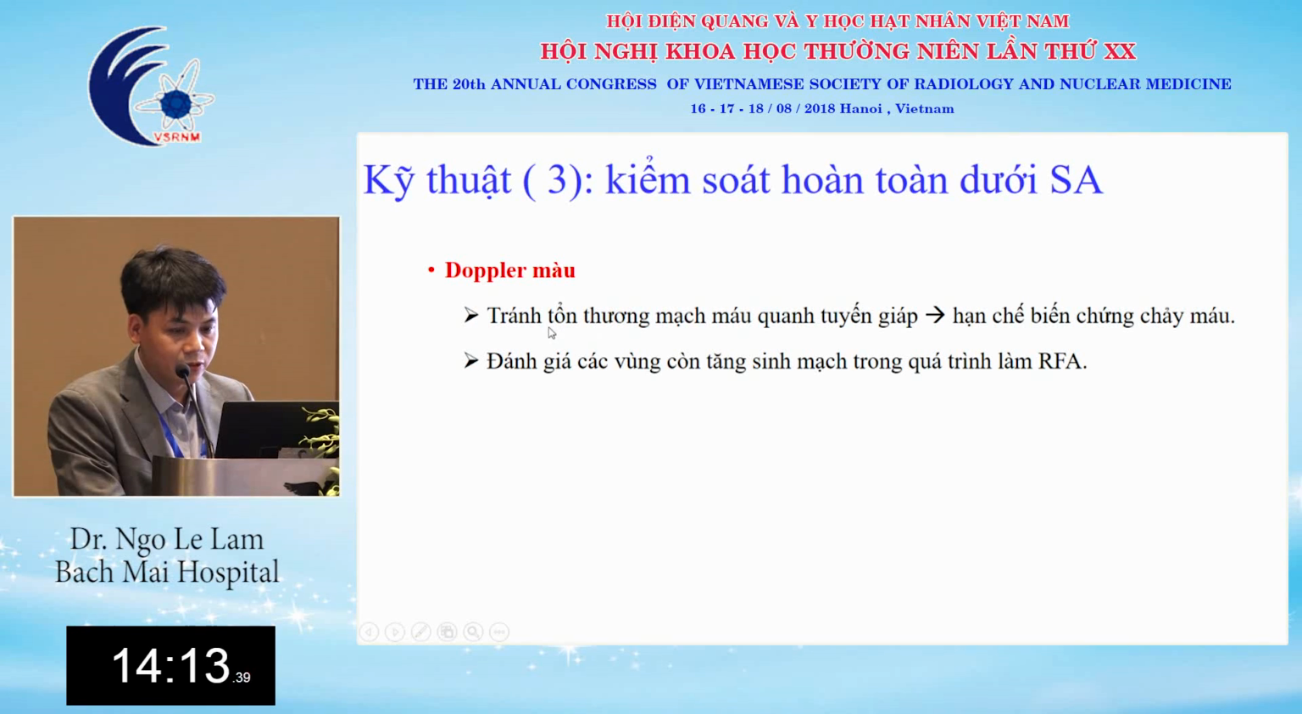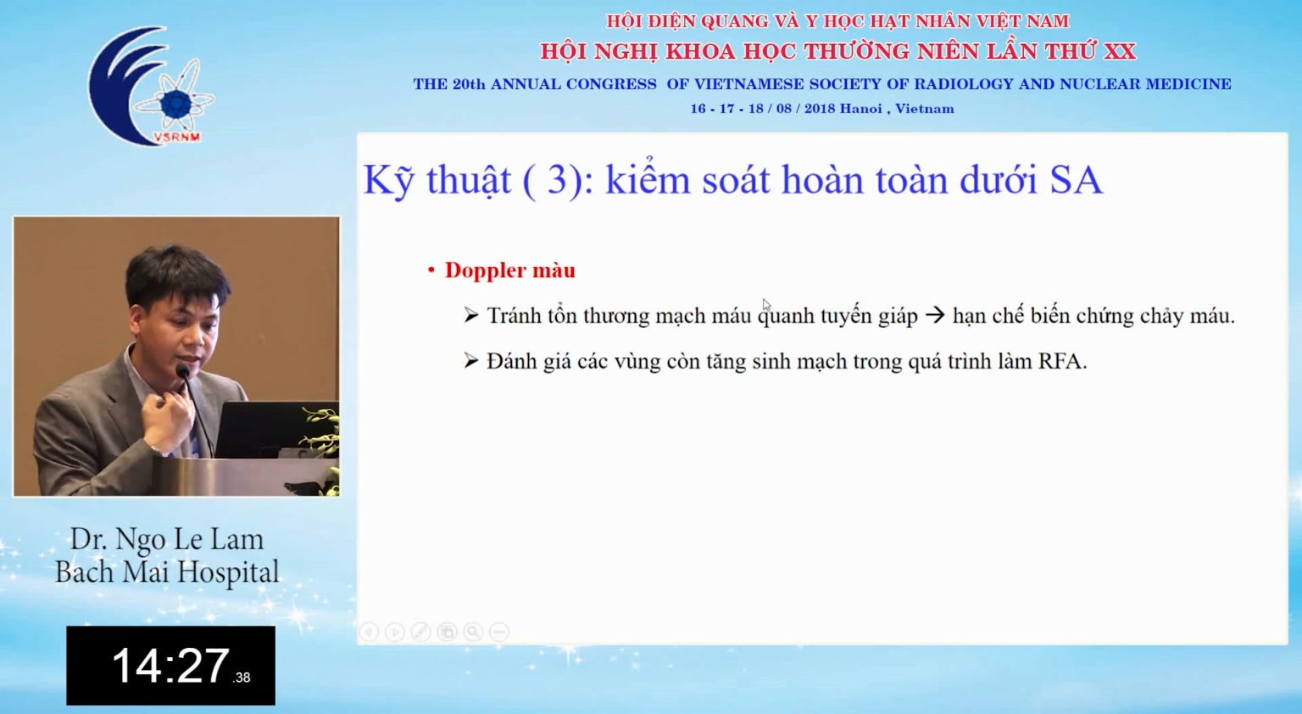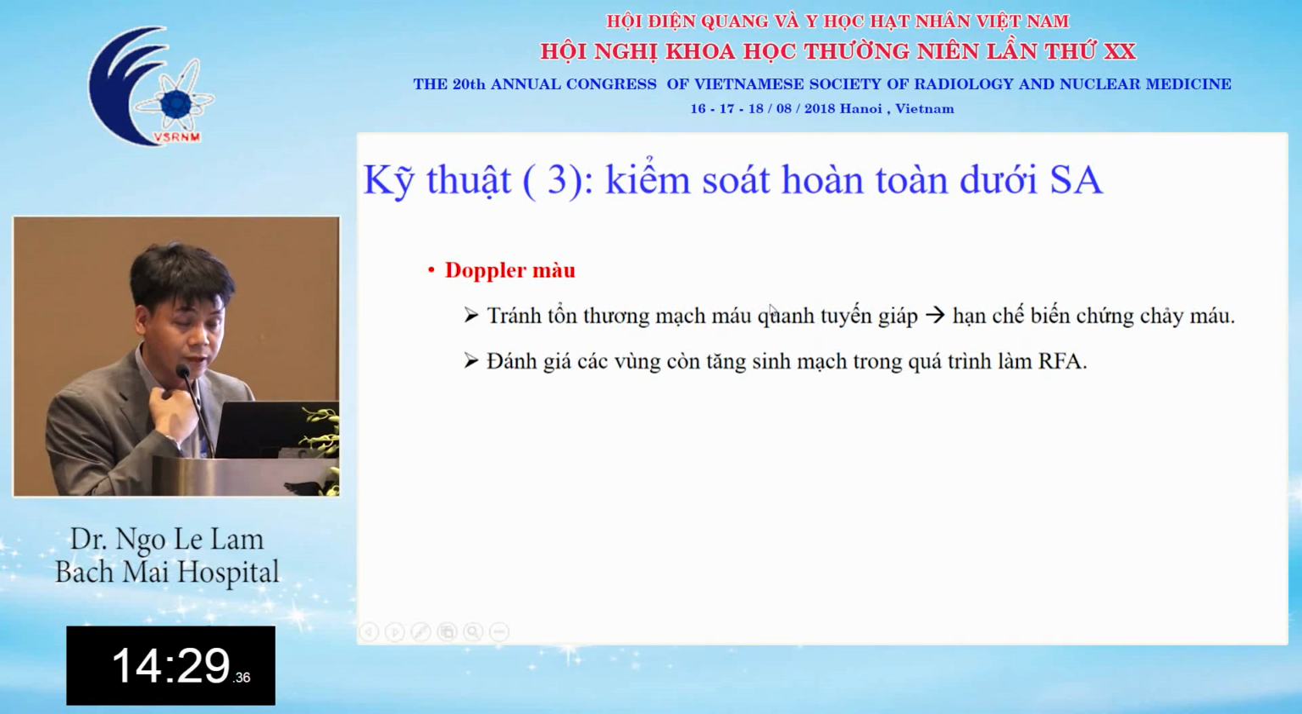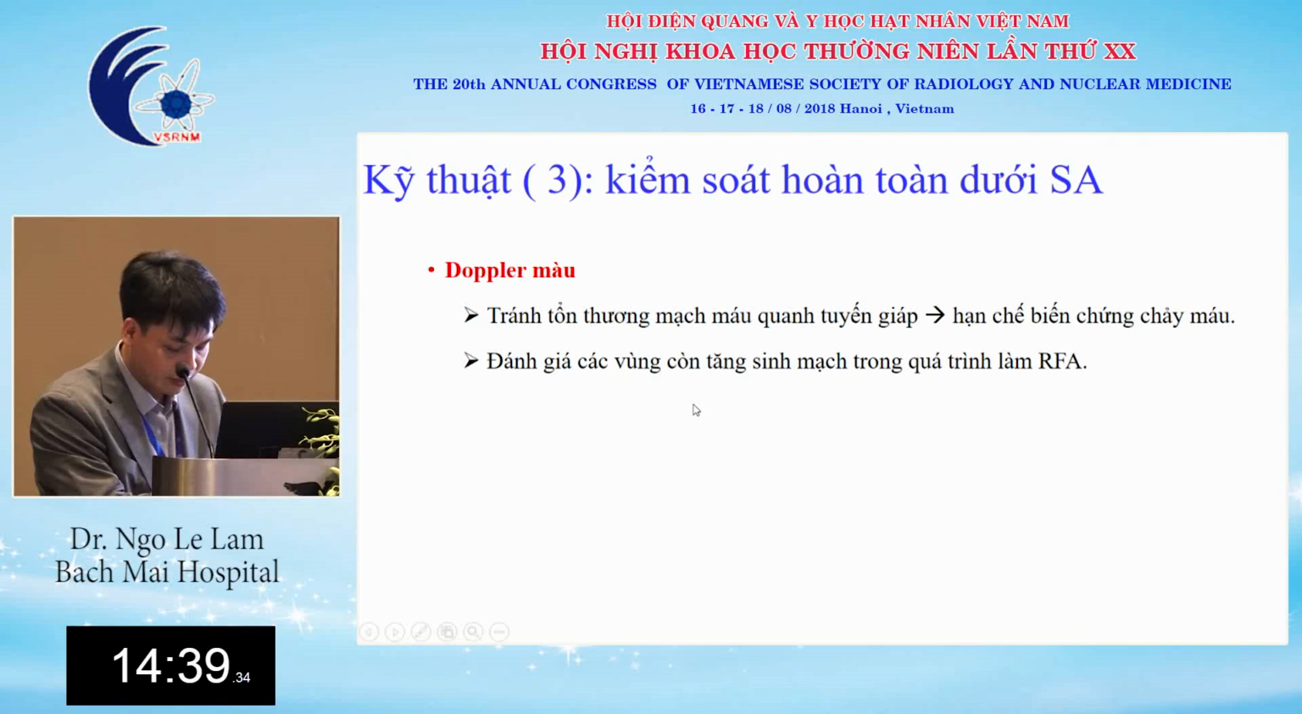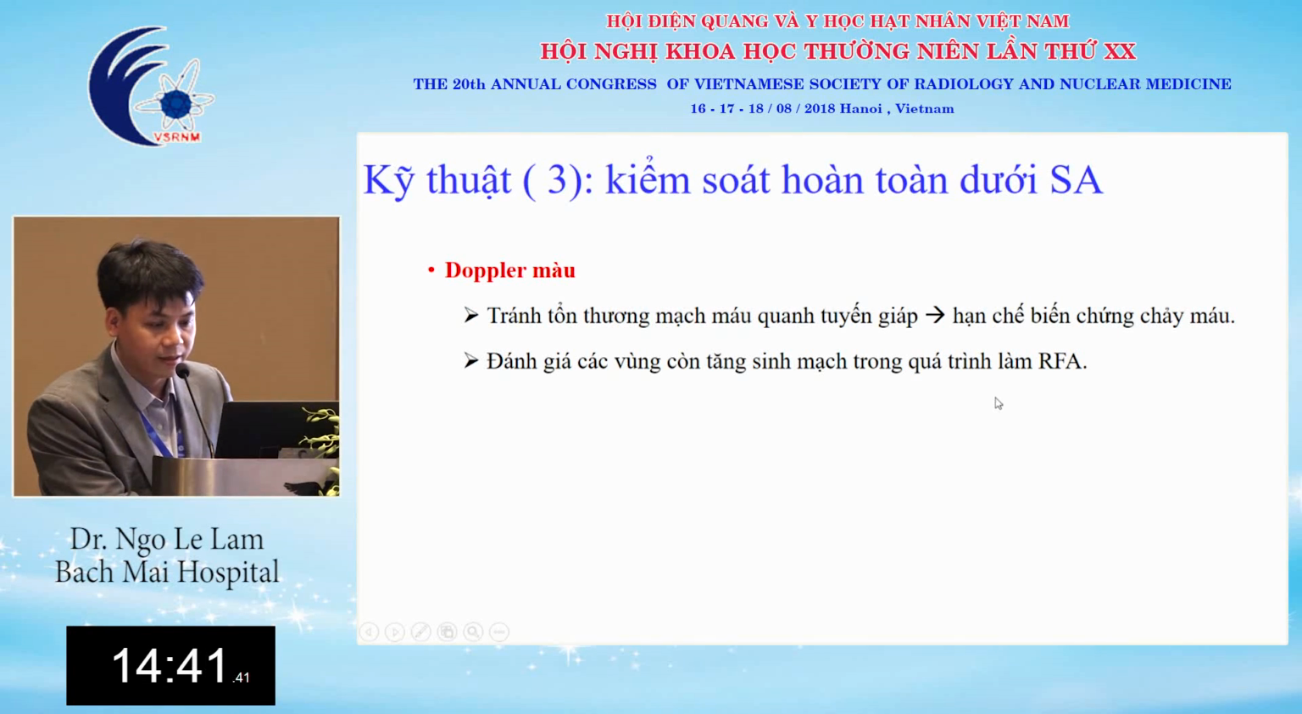So we have to control all the procedure under ultrasound, particularly using the color Doppler. Before doing a procedure, we have to evaluate the adjacent structure with the color Doppler to make sure that we cannot hit the vessel. When we apply the compression, maybe the vessel will be compressed. It's quite difficult to see on 2D ultrasound, so we need to use the color Doppler.